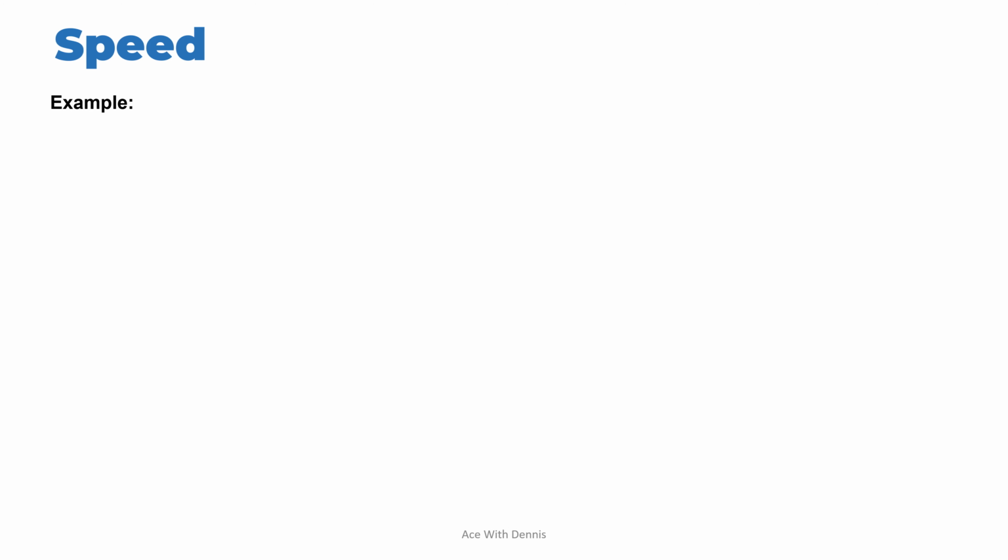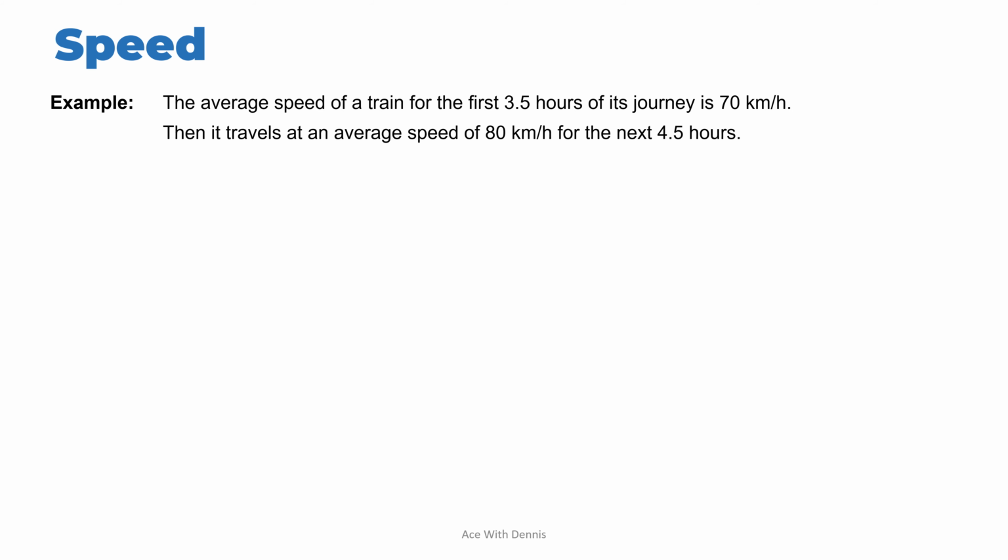Let's see this example. The average speed of a train for the first 3.5 hours of its journey is 70 km per hour. Then it travels at an average speed of 80 km per hour for the next 4.5 hours. Calculate its average speed for the whole journey. Here's the solution.